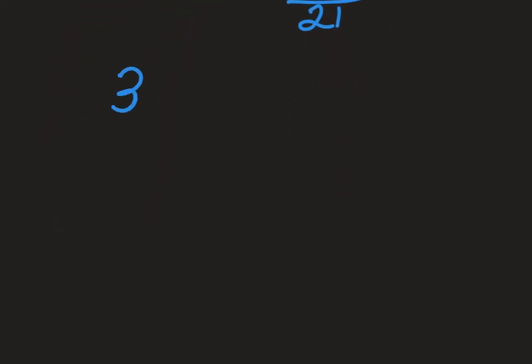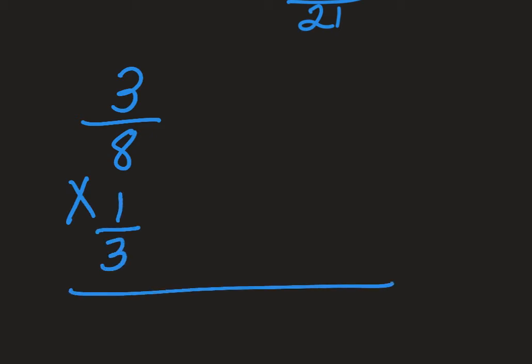Let's do 3/8 times 1/3. When I look at 3/8 times 1/3, I go ahead and I circle my denominators. I have an 8 and a 3. I notice that 8 is larger than 3, but 3 will not go into 8 an equal number of times. So now I have to find a number that both 8 and 3 will go into equally.